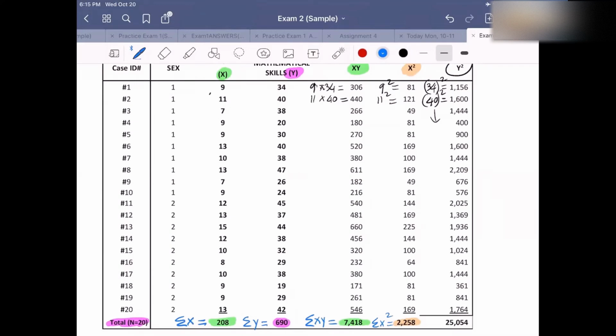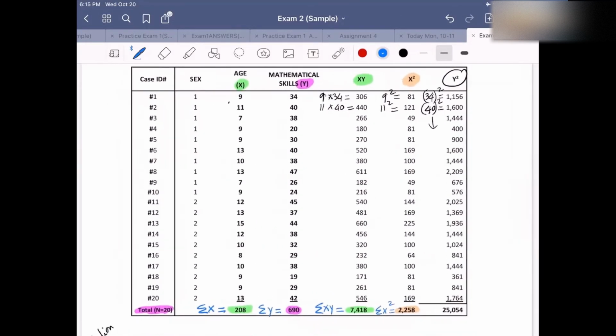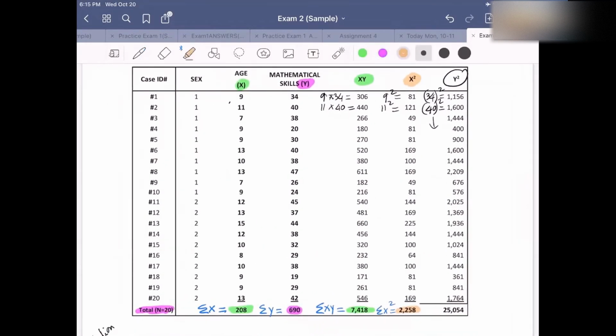And then the next one is the y squared. Then at the bottom here, this is the sum of the y squared. So I'm going to write it over here. So it's going to be the sum of the y squared. Okay? So those are the notations that you need to know so that you can plug them into the formula.